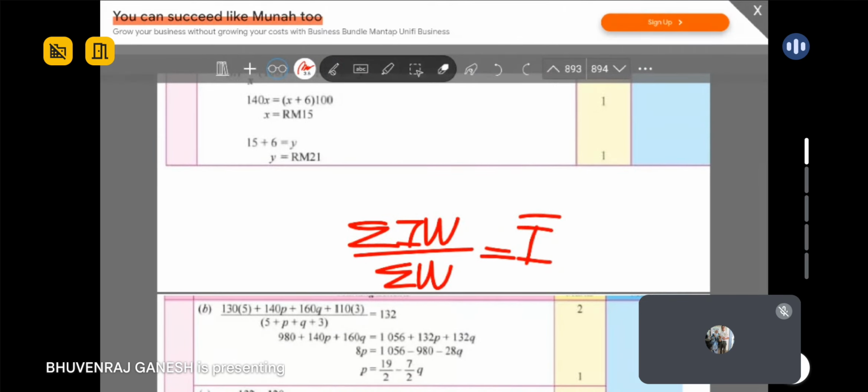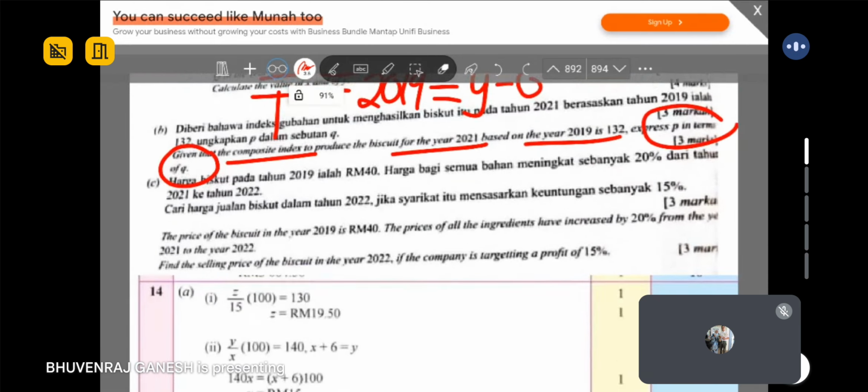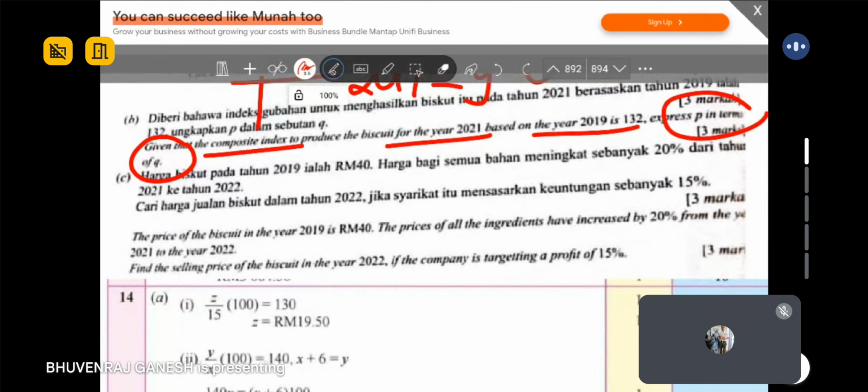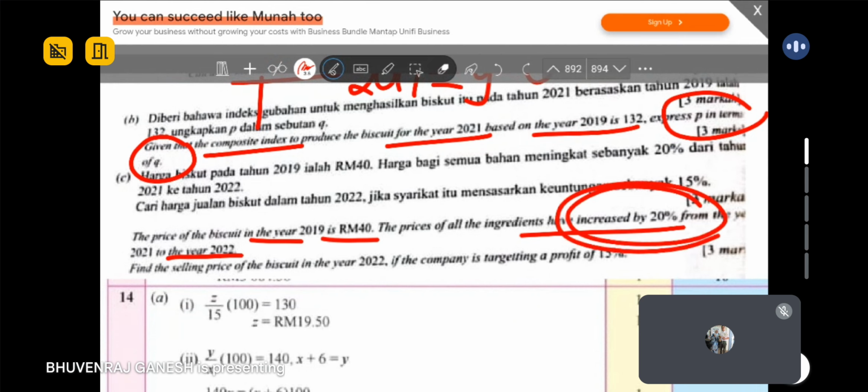Okay, so now we come to the last question guys for today. Soalan terakhir, question C. Okay, they tell you the price of biscuit RM40 and they say price of all ingredient increased by 20%. Okay guys, bila dia cakap meningkat 20%, maksudnya yes, very good. The index is 120, correct? Okay, so now they ask you to find the selling price.